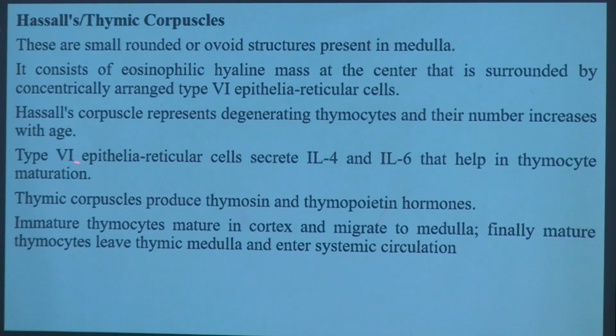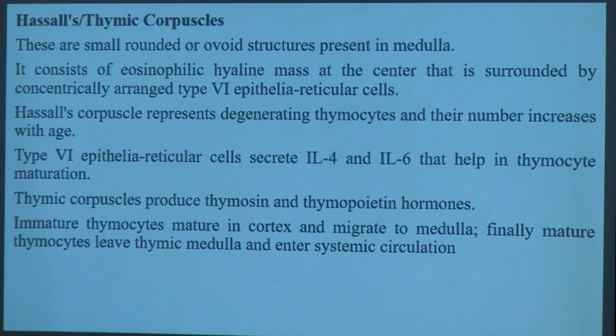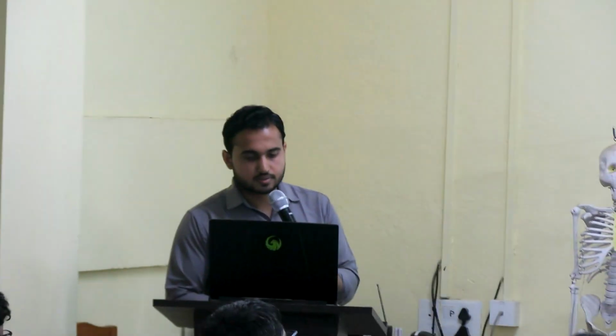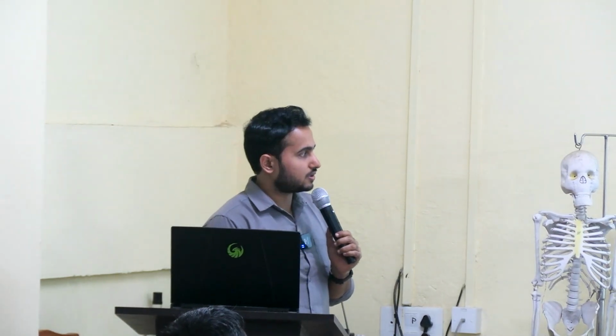Next, this type 6 epithelio-reticular cell also secretes interleukin 4 and interleukin 6, which help in thymocyte maturation. So these are some important functions of the epithelio-reticular cells. Along with that, it also produces the hormones thymosin and thymopoietin.